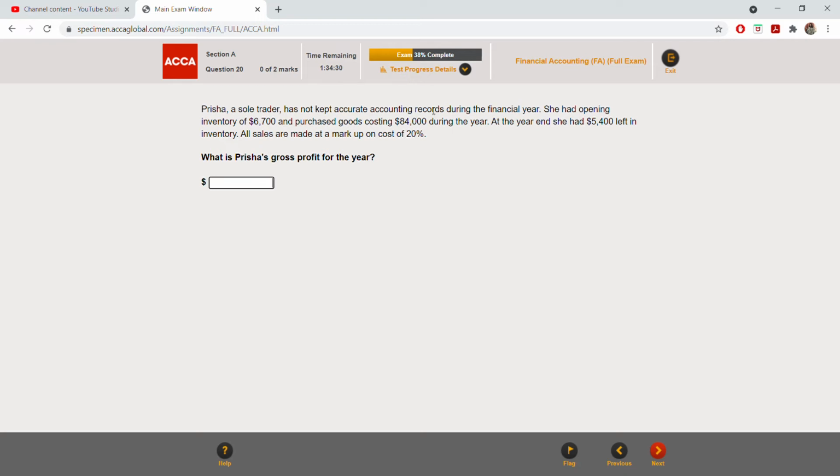So start with opening inventory, which was 6,700. Then you add your purchases, which is 84,000. Then you deduct your closing inventory, which is 5,400. Cost of sales is 85,300. On that, take 20%, which is 17,060. That 17,060 is your gross profit.